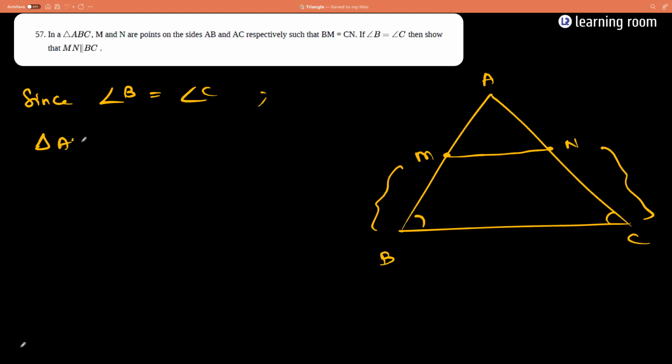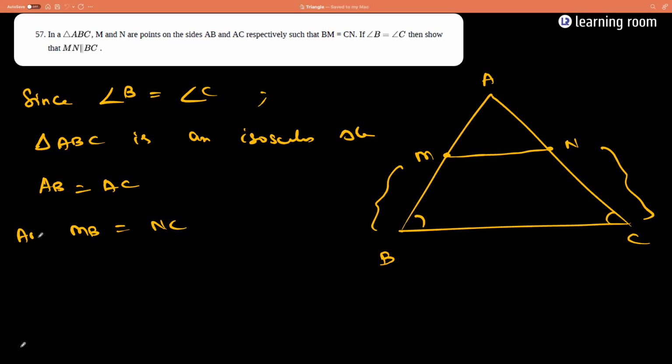AB is equal to AC. ABC is an isosceles triangle. So since it's an isosceles triangle, AB is equal to AC. But what do we know? MB is equal to NC. So how do I write AB? AB is basically AM plus MB, right? Is equal to, can I write it as AN plus NC? So MB being equal to NC, I can say AM is equal to AN.